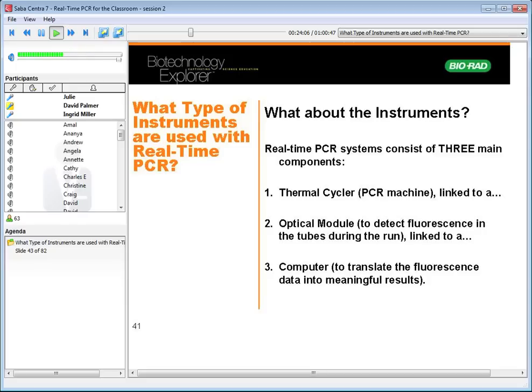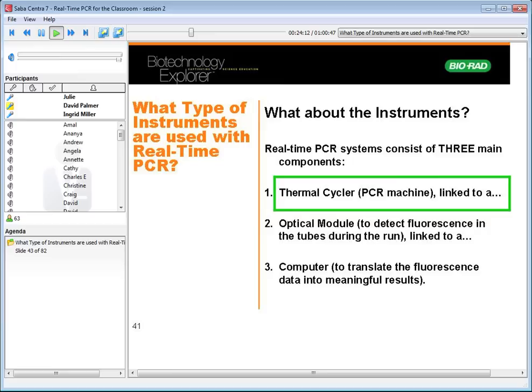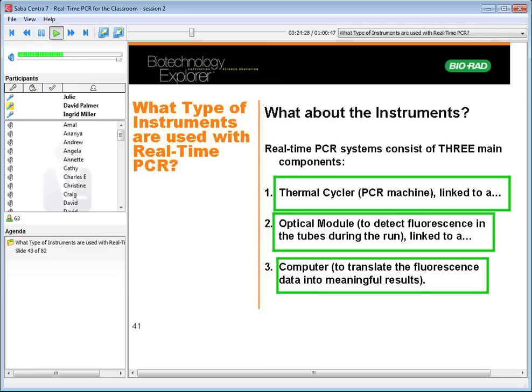So how do the instruments do this? Well, real-time instruments consist of three major components. One is a thermal cycler, the PCR machine, that does the actual amplification of the DNA by raising and lowering the temperatures. Another component is the optical module, and it will detect the fluorescence in the reaction. And then finally there's a computer, and that computer will collect the data coming from the instrument, and it will also program the instrument with what temperatures it's supposed to reach.